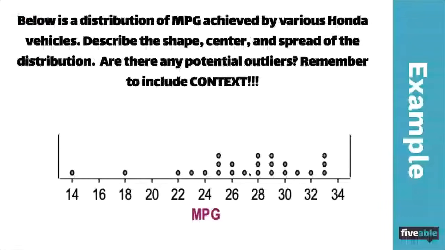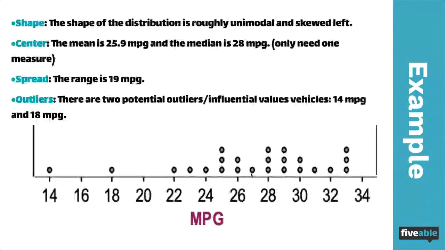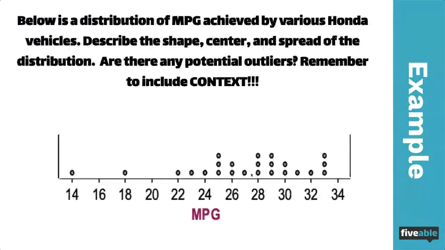So below, we have a distribution of MPGs achieved by various Honda vehicles. We want to describe the center, the shape, the spread of the distribution, talk about any outliers, and remember to include context. So let's go through our CUSS.